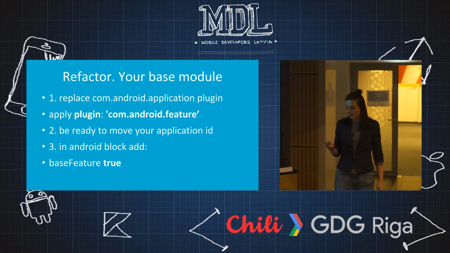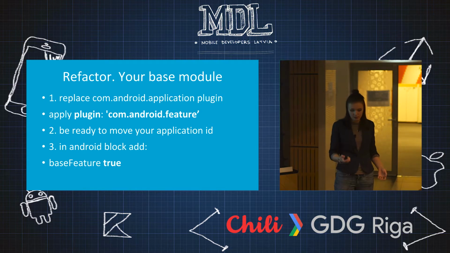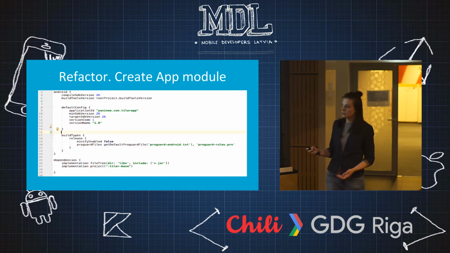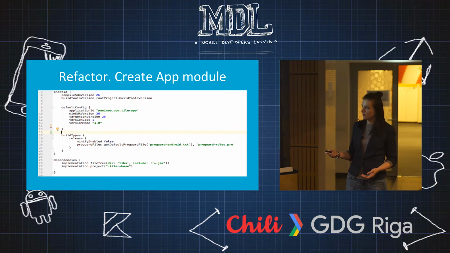And then in the Android block, make sure that you include base feature equals true, so that it knows that it's a base feature. So every time we convert, there has to be a base feature. There can be from 0 to infinity regular features, but there always has to be a base feature with our base code. So that's going to look approximately like this, so remember about the apply plugin com.android.feature.